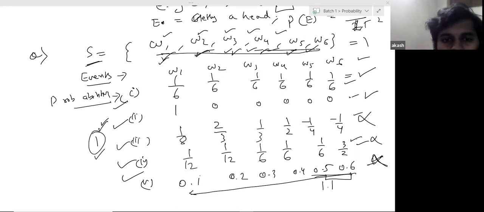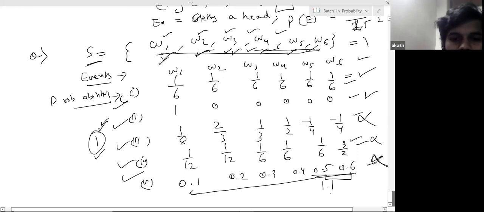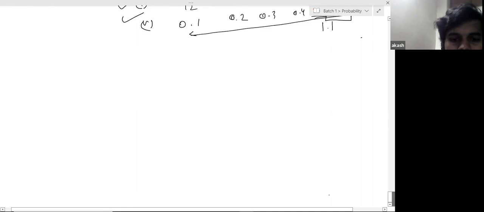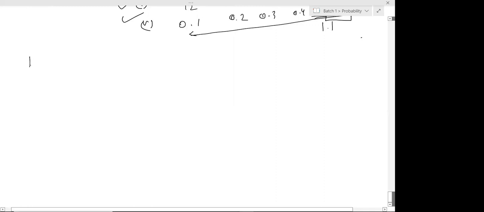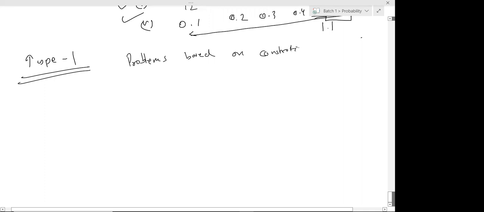All right. Another question. Write down type 1 questions. The first type of question, problems based on construction of sample space. And then this is type 1 probability. Write down a question.